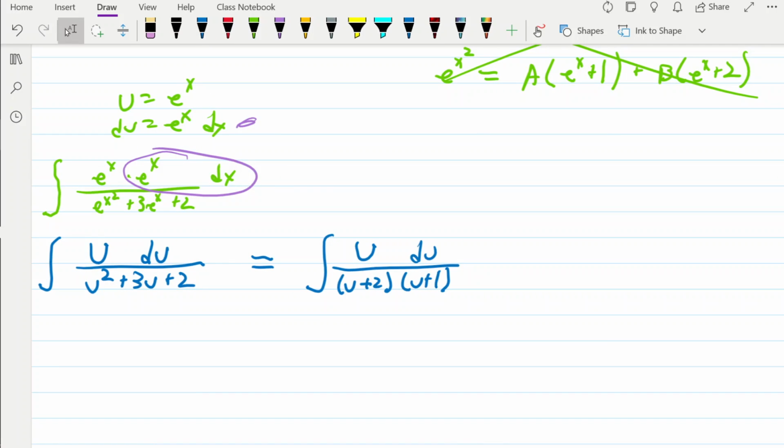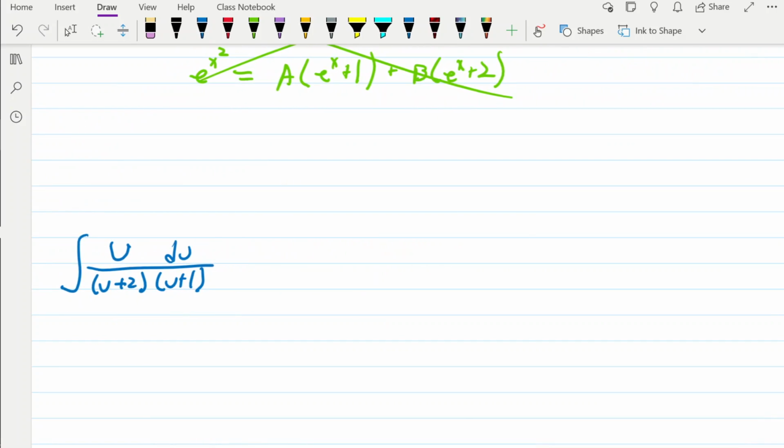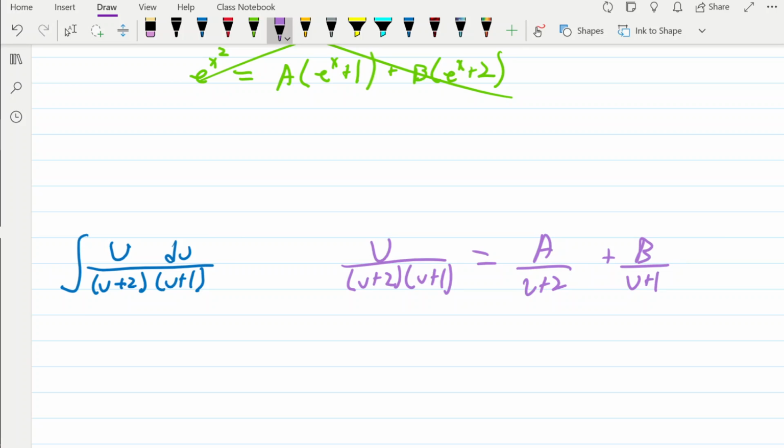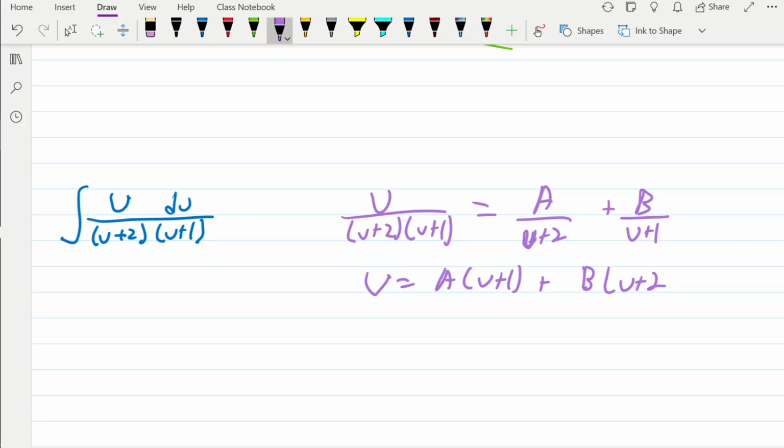Thank you, Ethan. All right, so from here, we can do our partial fractions, which I will instead do in purple now. Oh, and I forgot the du. Oh, I already put the du, never mind. So we'll have u over u plus 2 times u plus 1, which is going to be equal to a over u plus 2 plus b over u plus 1. Okay, so we're going to cancel out the denominators. So we're going to have u equals a times u plus 1 plus b times u plus 2.